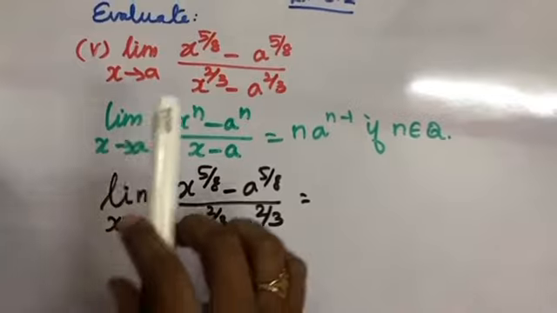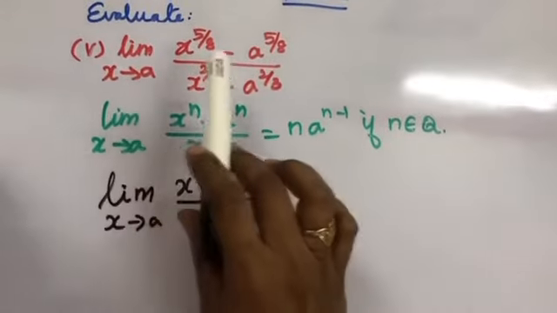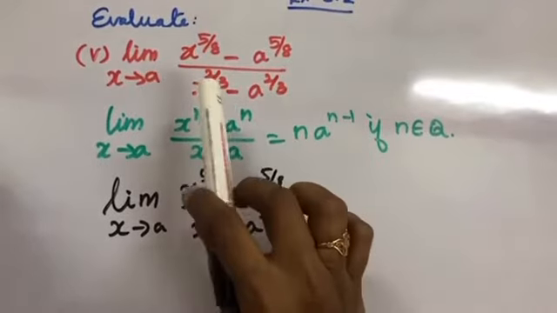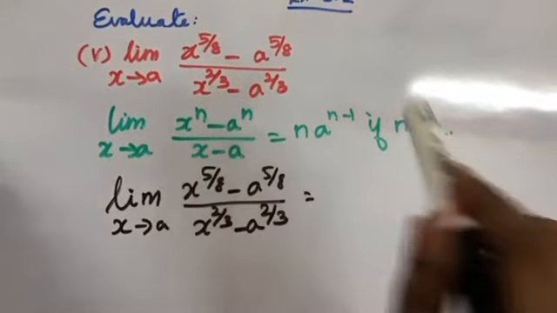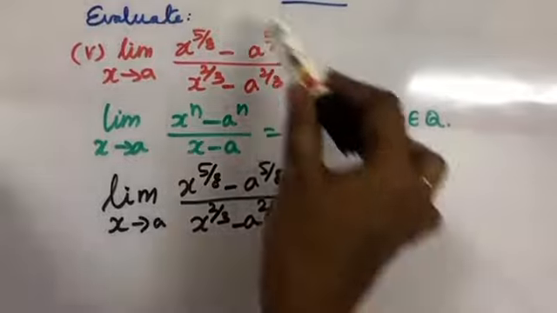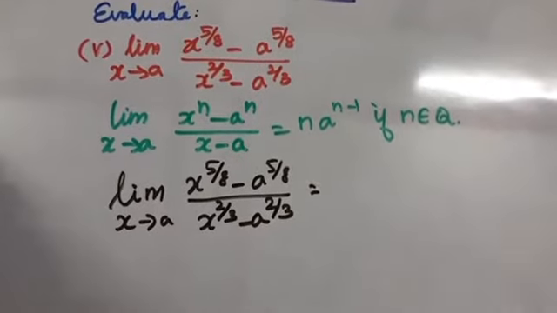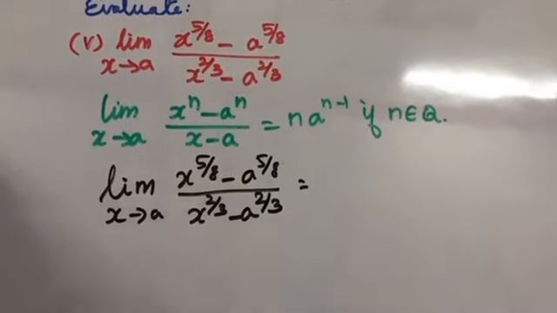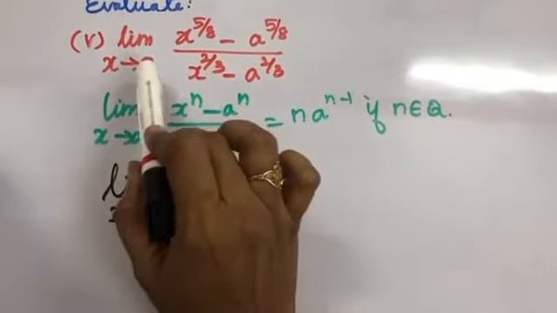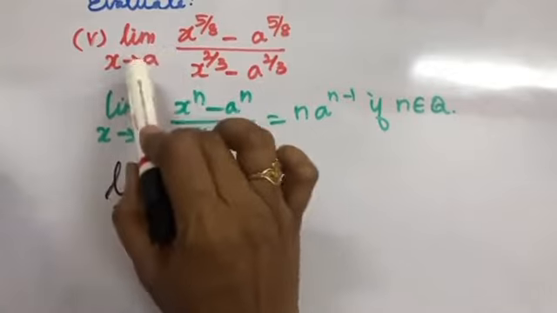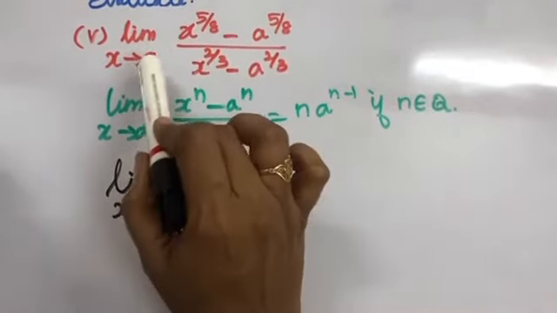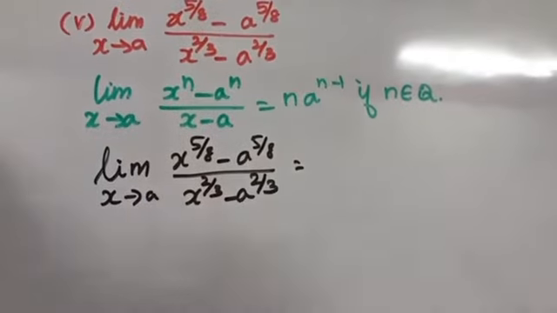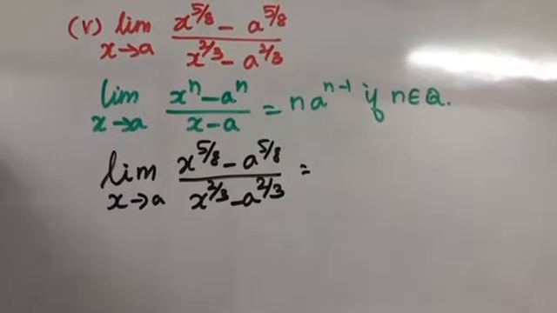Fifth problem: limit x tends to a, (x power 5/8 minus a power 5/8) divided by (x power 2/3 minus a power 2/3). We have to find the value of this function. If I apply the limit directly, substituting a for x, then the numerator and denominator both become 0. It will be in indeterminate form.